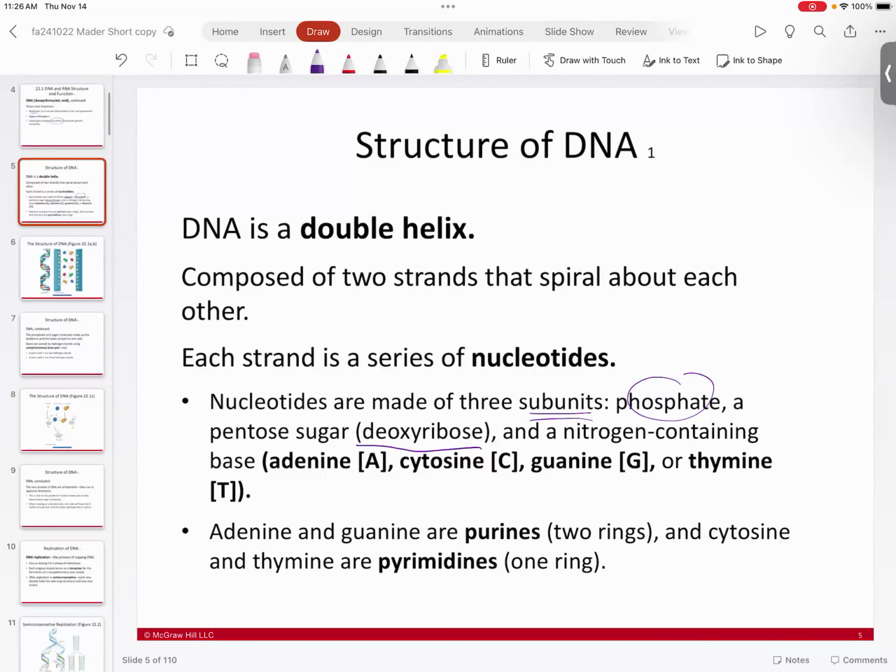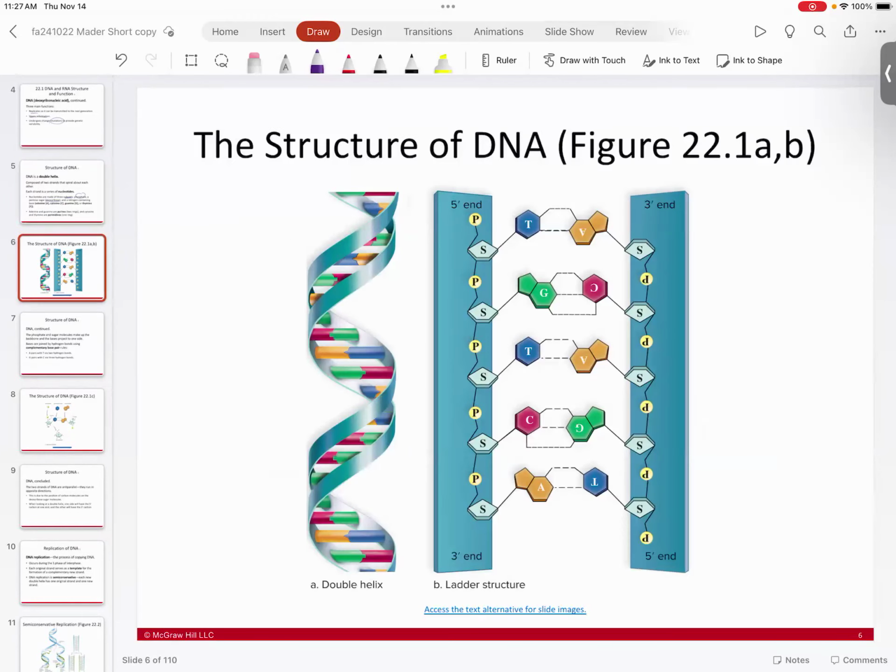Adenine and guanine are called purines. They have two rings, and cytosine and thymine are pyrimidines, which have one ring. This is kind of what it looks like. You form your phosphate-sugar backbone, a repeating unit as these phosphates and sugars are connected to each other. Sticking out to the side, like the rungs of the ladder, are the nitrogenous bases, which are paired up with the other strand. And if you give this a twist, you get your little twisted rope ladder.